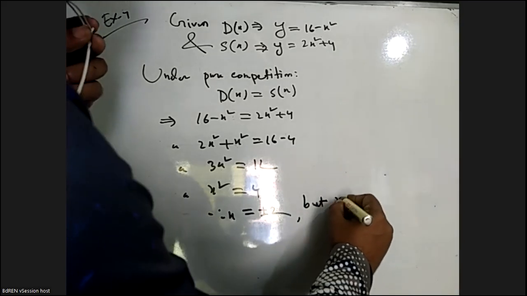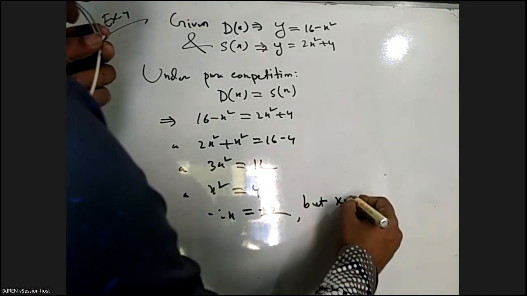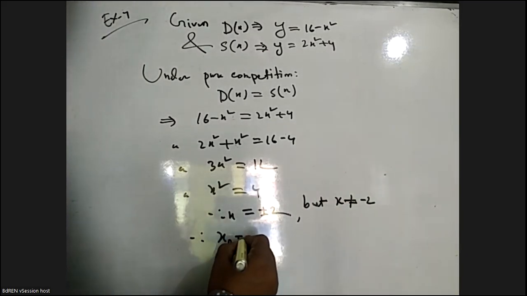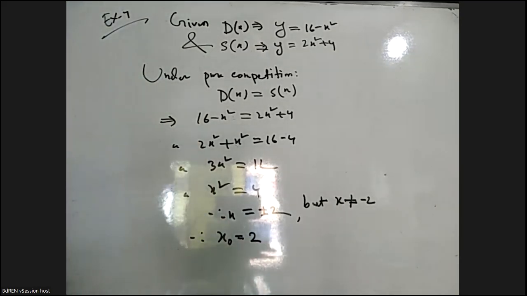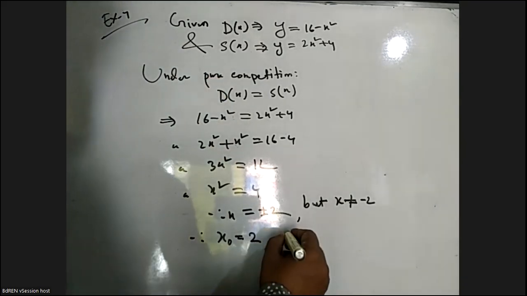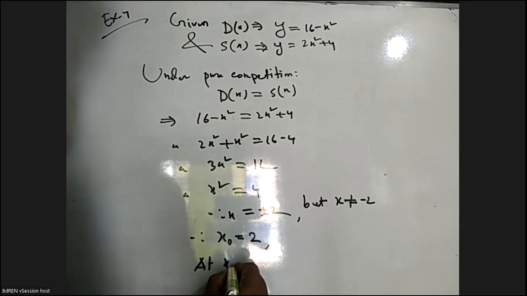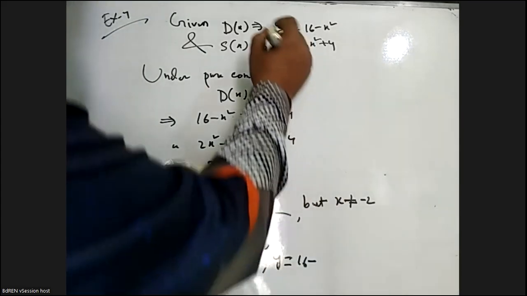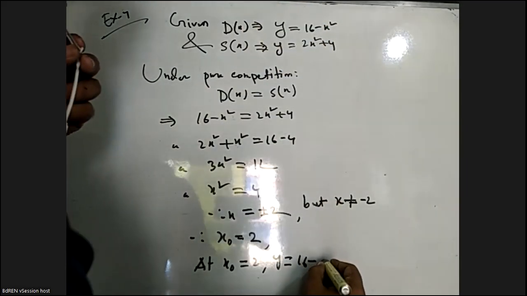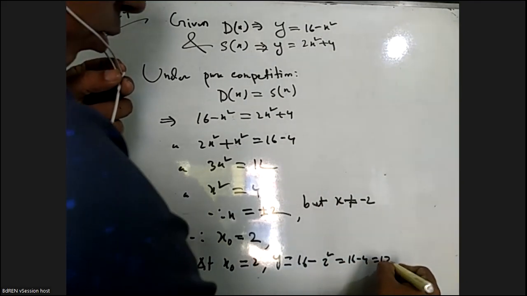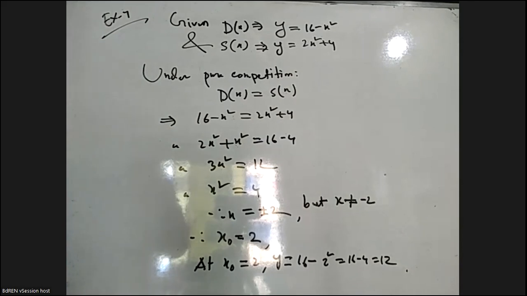But quantity can never be negative. x equals to minus 2 is not accepted. This is why the initial quantity x naught equals 2. For this x naught, the price at x naught equals 2 will be given by the demand function, 16 minus 2 whole square. That means 16 minus 4 equals 12.